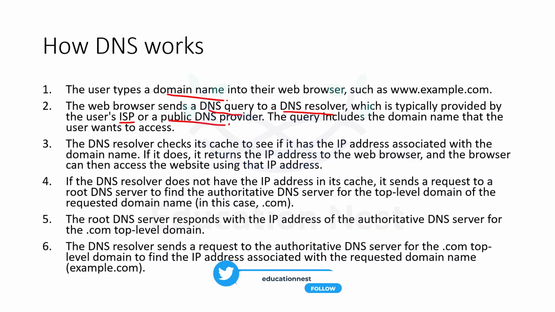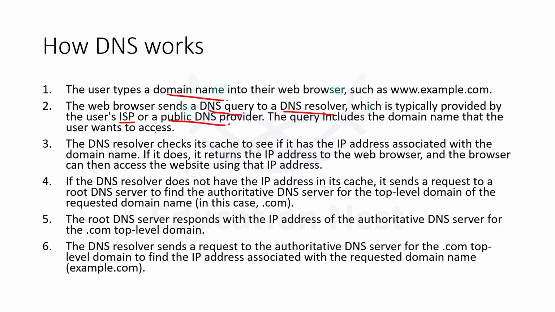The query includes the domain name that the user wants to access. Now, what are the public domain name system providers? It can be Google or Cloudflare. You might have seen many times that a browser check is done when you are accessing some websites. At the bottom, there would be written Cloudflare. So that is the public DNS provider.